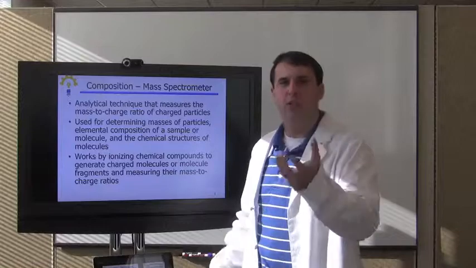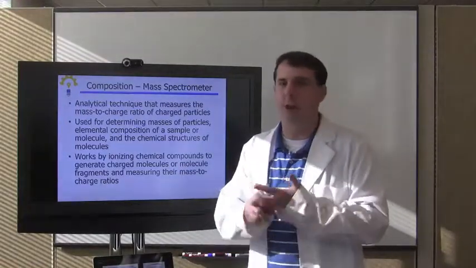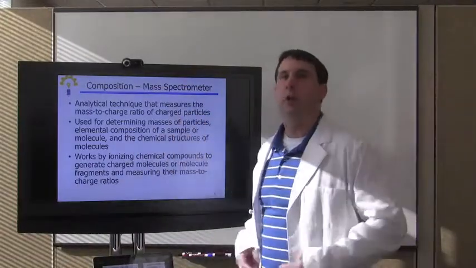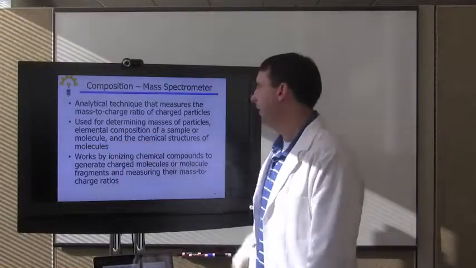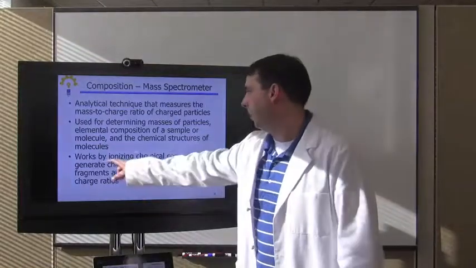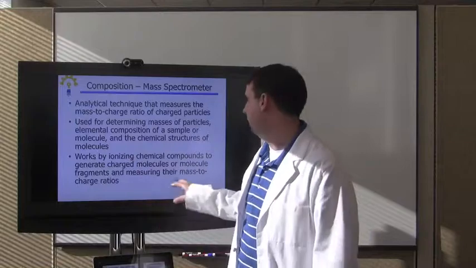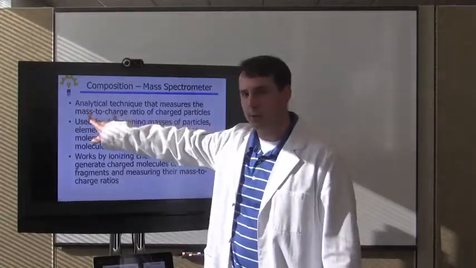What are the constituents of this soil, or what are the constituents of this atmosphere? Is it hydrogen? Is it oxygen? Does it have carbon in it? Does it have nitrogen or whatever? That's what we're looking for mainly, the elemental composition of a sample or molecule, and the chemical structure. The way it works, it ionizes chemical compounds to generate charged molecules, and these fragments are measured with their mass to charge ratio. That's what the mass to charge ratio comes from.